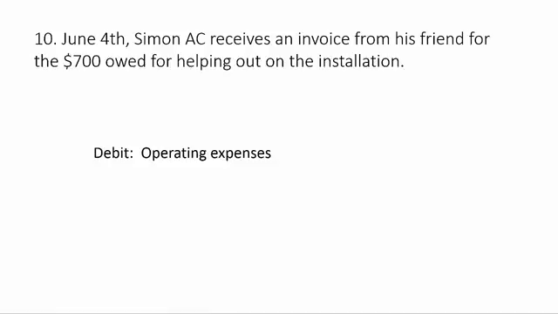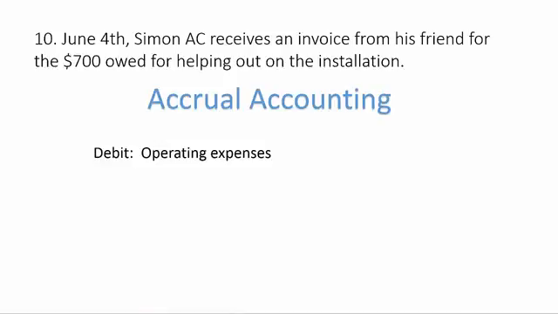But there's another reason that this expense gets picked up as well, and that has to do with what we call accrual accounting. Accrual accounting is similar to the matching principle, and it says that revenues and expenses should be recorded in the period in which the activity took place, regardless of when they are invoiced. So the fact that Simple's friend had invoiced the company on June 4th is irrelevant. He was invoicing for services that he provided in the month of May.